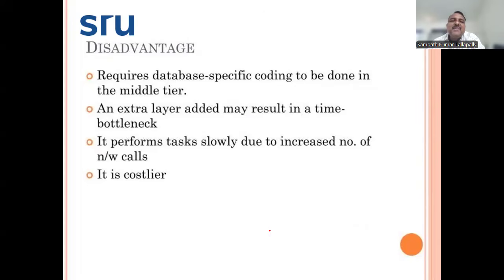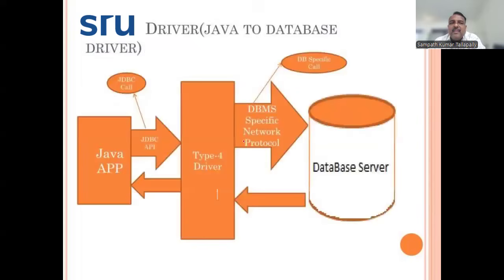And the disadvantage we have in your type 3 or middleware server is that it requires database specific coding to be done in the middleware. An extra layer added may result in a time bottleneck, so it may take some time. It performs tasks slowly due to the increased number of network calls, and it is costly. It means that it is going to take some time in interacting with your databases, with your application.